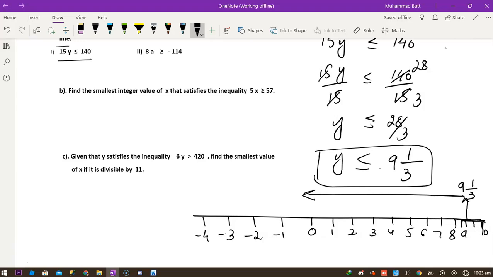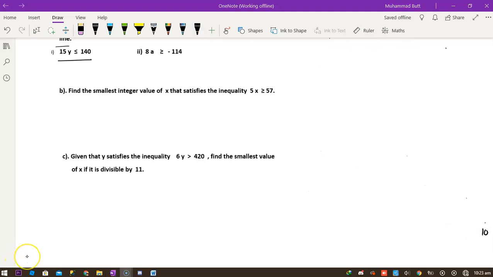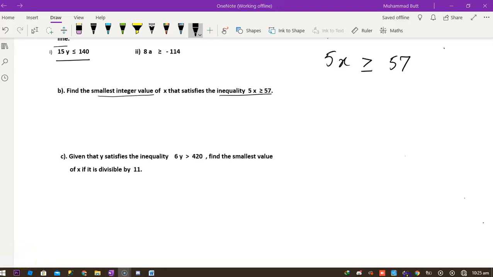Now we'll do part B of question number 2. Part B of question number 2 states that you have to find the smallest integer value of x that satisfies the inequality 5x greater than or equals to 57. First of all, you are going to solve the inequality. 5x is greater than or equals to 57. Both sides will be divided by 5 as 5 is being multiplied by x, and we have to find out the value of x. So 57 will be divided by 5 and you'll find the value of x as 11.4.